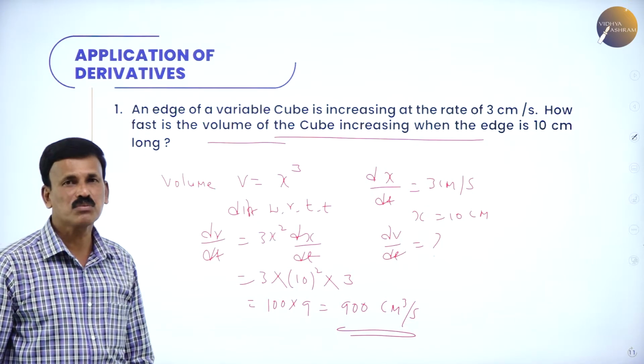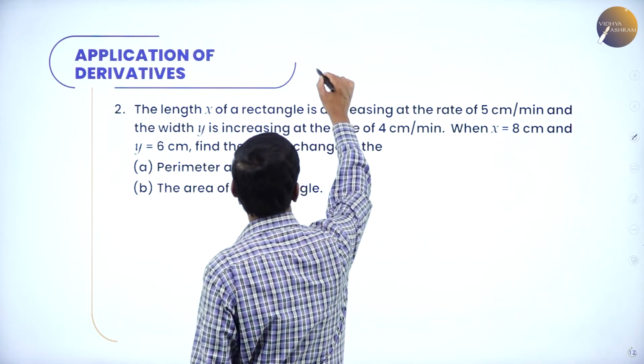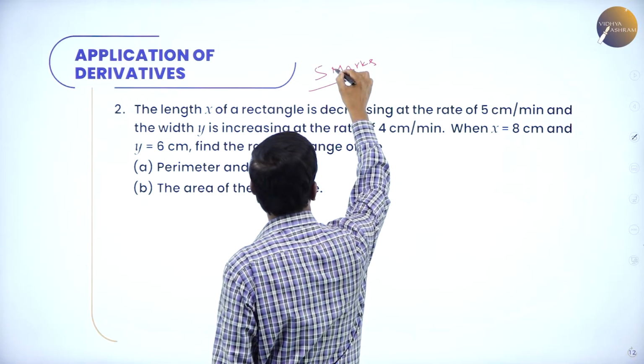Now let us come to the next problem. Now this is a very important problem. This is for 5 marks. This is a 5-marker question. Usually you will get this type of question for 5 marks.